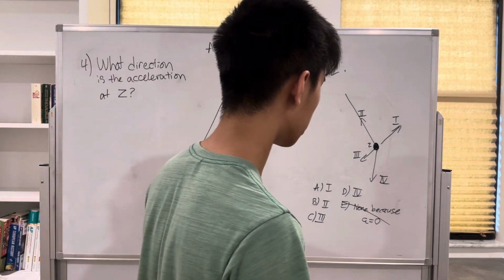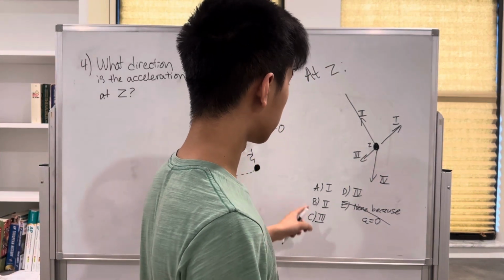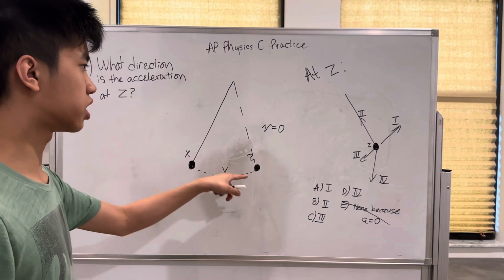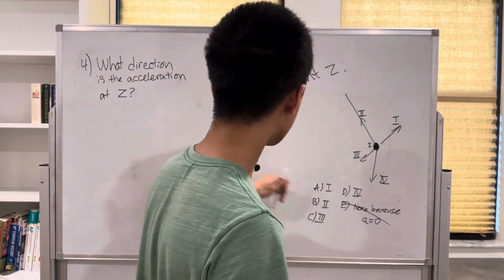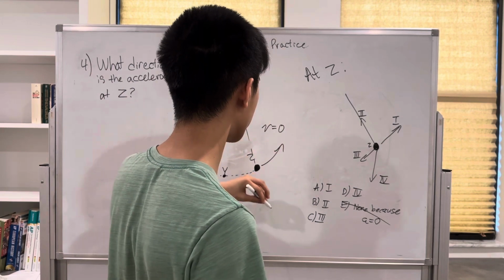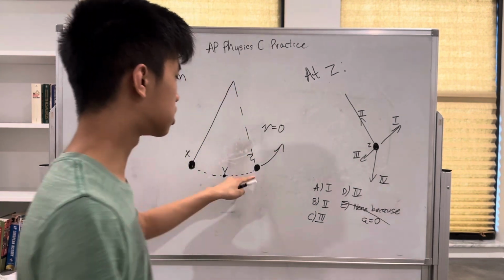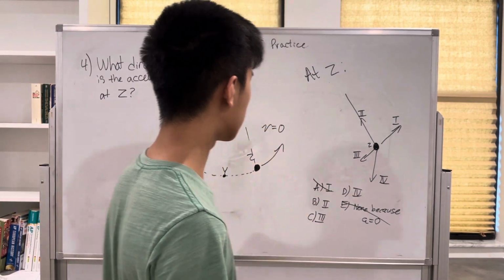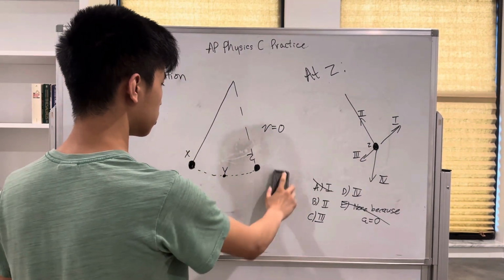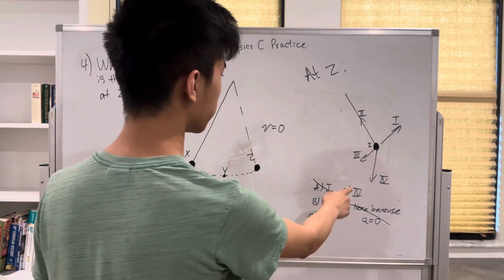So see here. Well, if we just use common sense, it's obviously not going to be A either, because if it's A, then it's going to continue accelerating forward. And since Z is obviously the maximum point, that cannot happen, so it's not A either. So we're down to 2, 3, and 4.